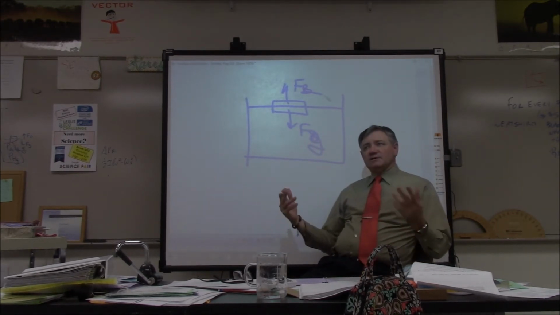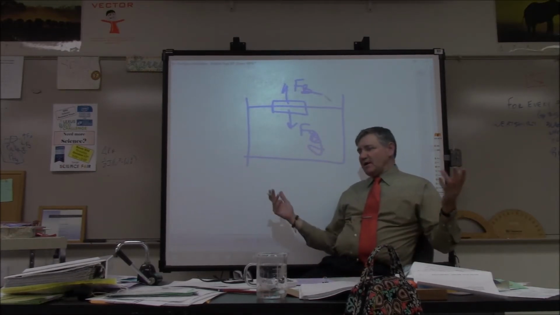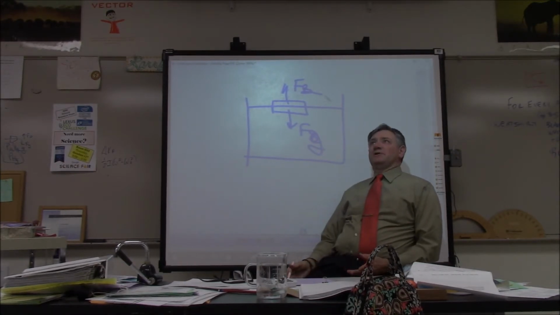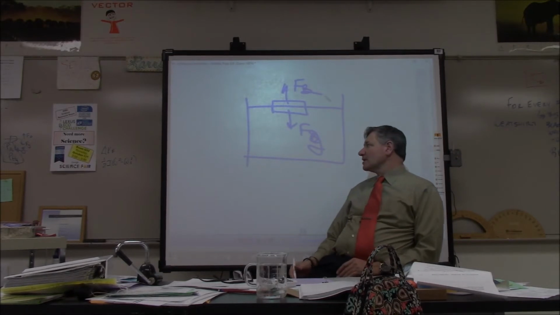What do you need to calculate the gravitational force? You need two things: the mass and the gravitational acceleration. But do you have the mass of the aluminum bar? No. Nor do you have the volume. So you go, no, Buoyant, you're a jerk.